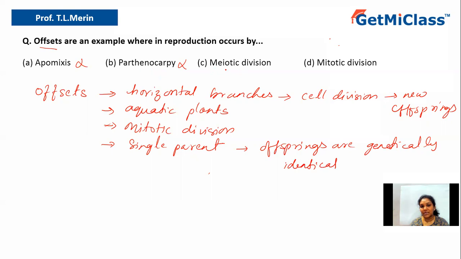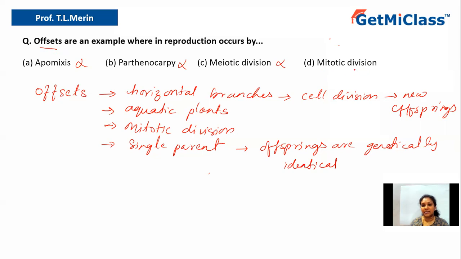Then option C says meiotic division. So what is meiotic division? This is the division where there is reductional division. So here clones are not formed. Here genetically identical offsprings are not formed. And there is involvement of both the parents, male parent and female parent. Hence, this is ruled out because in case of offset, only one single parent is involved, as I have already mentioned. Now, option D says mitotic division.